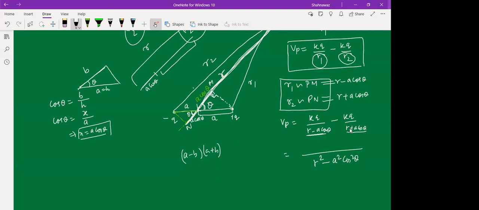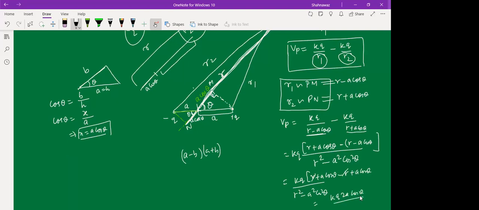And this is divided. So this becomes R plus A cos theta, and minus of this divides and this becomes R minus A cos theta. So this is R square minus A square cos square theta, and this is R plus A cos theta minus R plus A cos theta. So R cancels, right? And we have 2A cos theta. So KQ 2A cos theta divided by R square minus A square cos square theta.